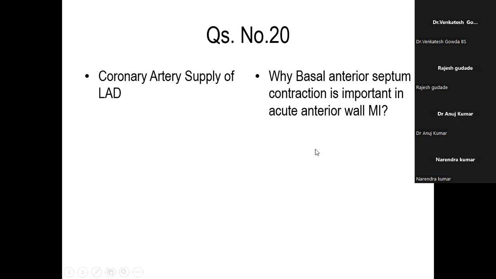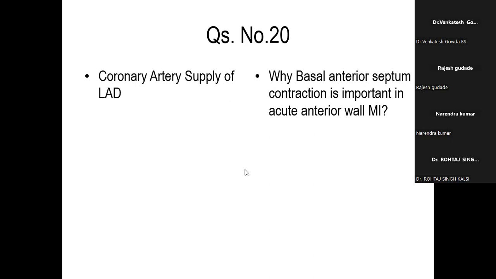The next question goes to Mr. Rahul Kumar from Delhi. Rahul, are you there? Yes, sir. Coronary artery supply of LAD. Sir, in two chamber view, it supplies the basal inferior.